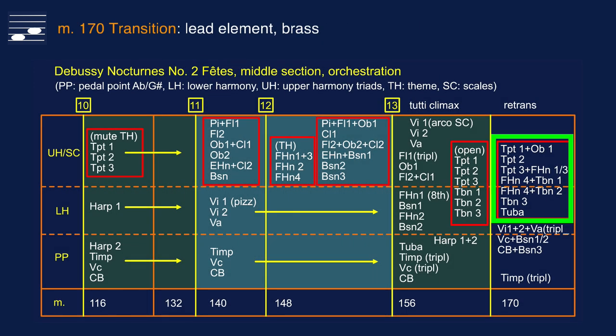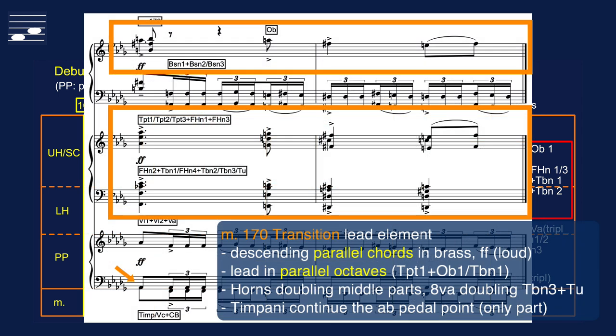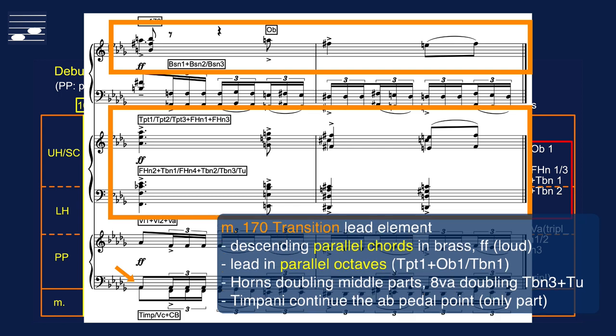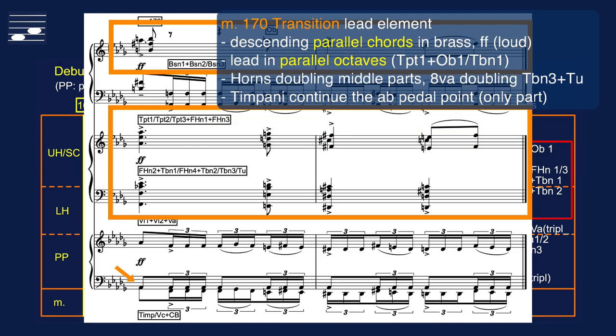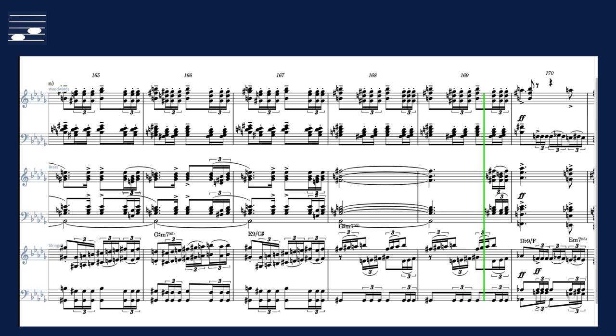The middle section closes with a transition, where a fortissimo 7-part brass setting for 11 players is the main element. They play chromatically descending parallel chords of different quality. The lead trumpet is doubled with unisono oboe and first trombone at the lower octave. Horns are doubling the middle parts, while the tuba is an octave below third trombone. The only instrument continuing the triplet rhythm pedal point is the timpani.